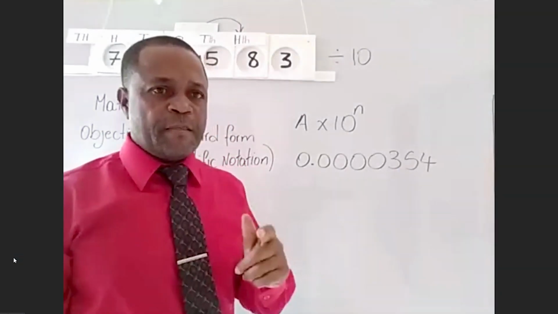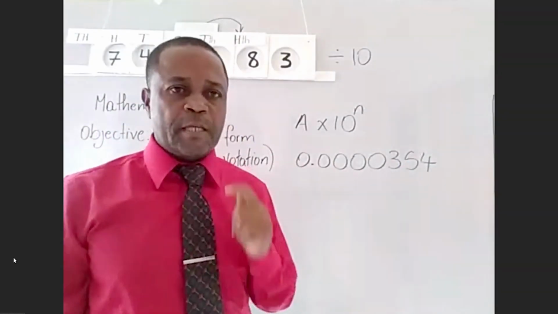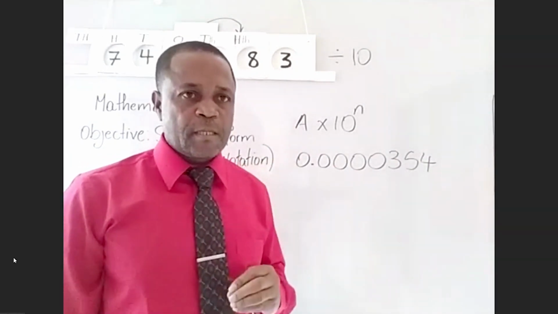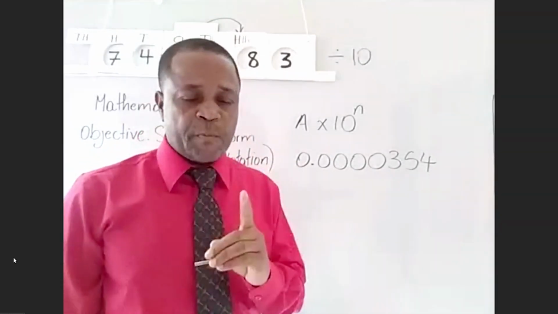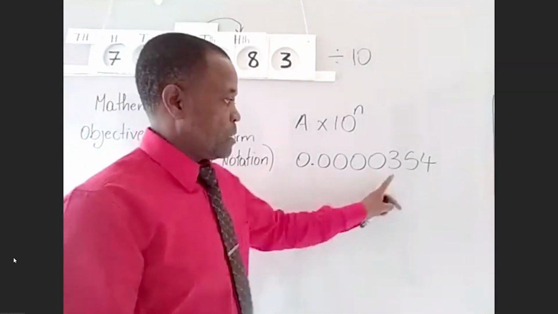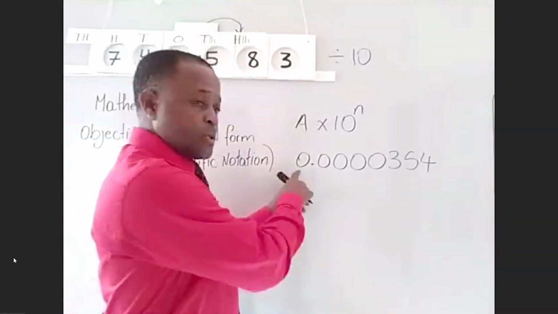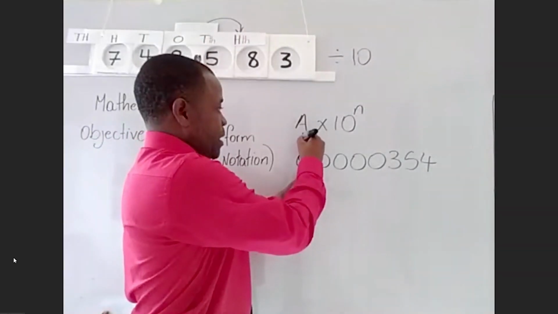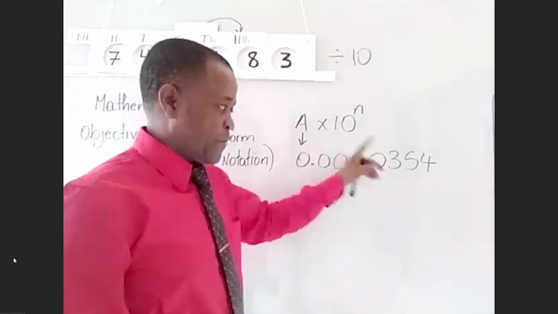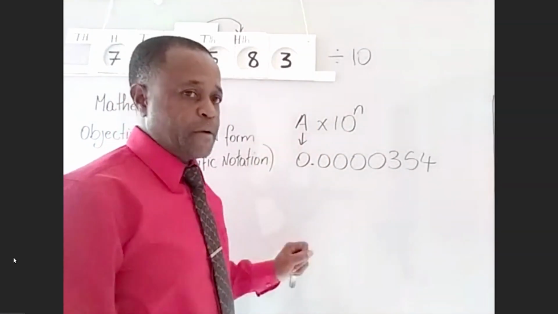Now, remember, we said that the first non-zero digit, going from left to right, when you're going to write it in standard form, must be in the ones position. So what's my first non-zero digit going from left to right? It's 3. Where is my unit or my ones position? It's way over here. So we want to get this 3 into this position. That's the first thing that we have to do when you're going to write the number in standard form.